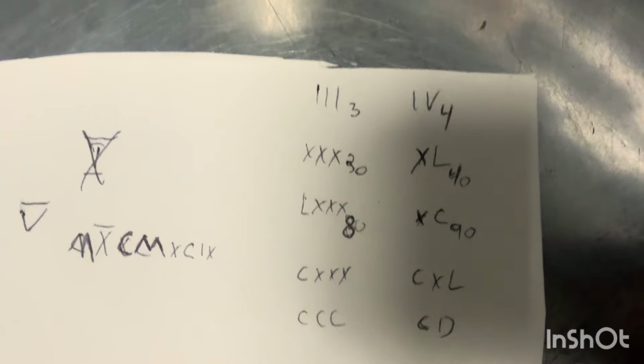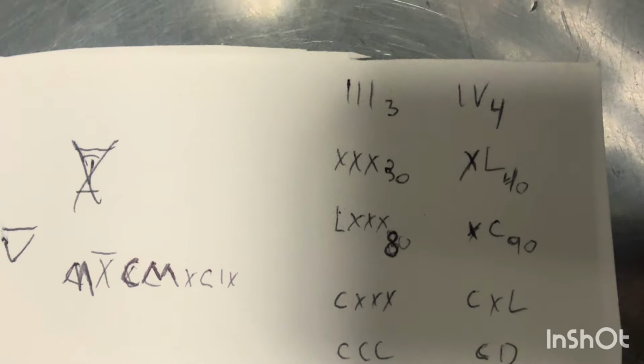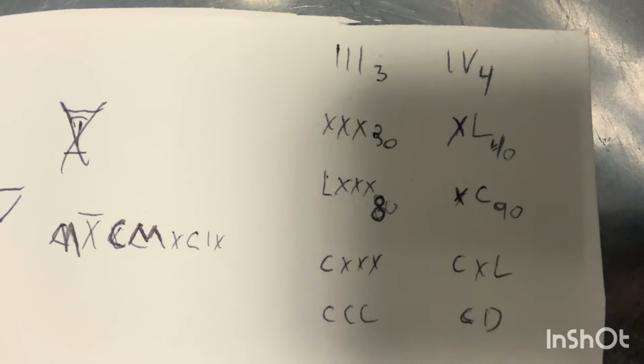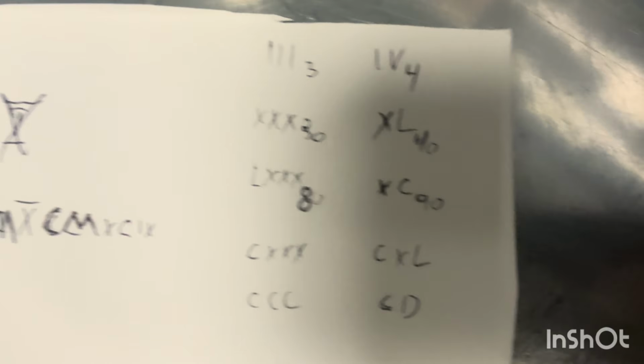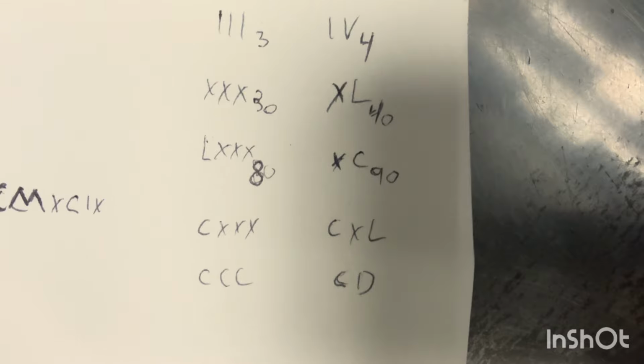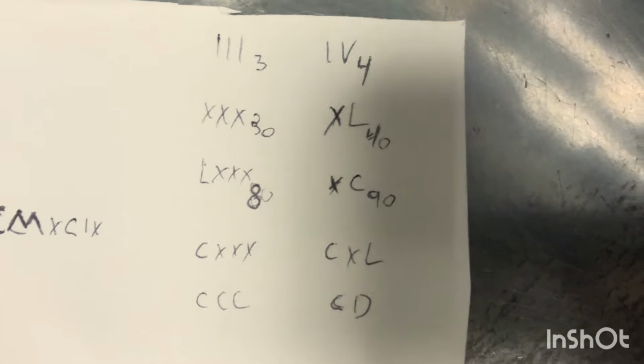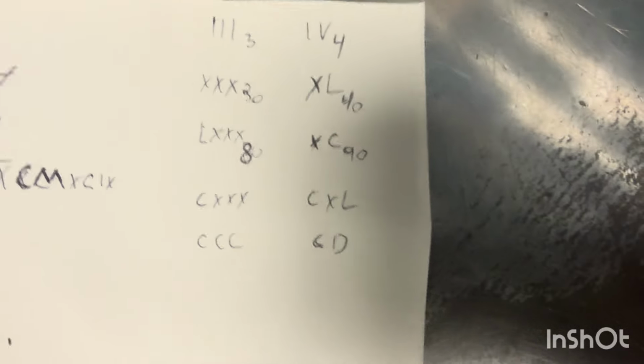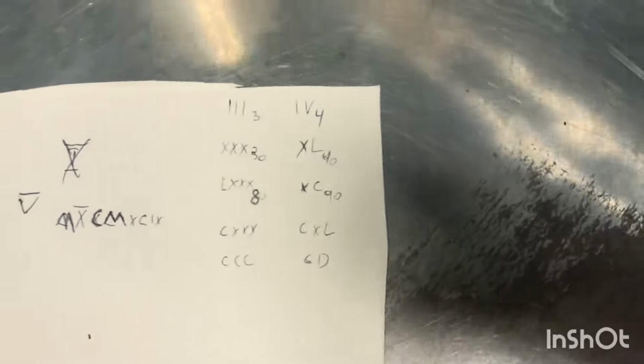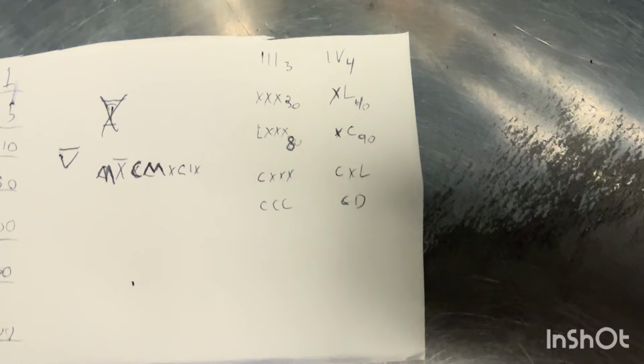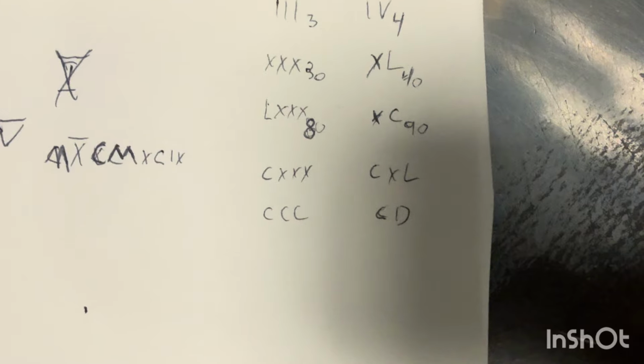Those, you would write differently than, like, 80. 80 is just LXXX, which means 30 more than 50. And then 90 would be XC, which means 10 less than 100. I'm probably over-explaining it, this long-winded explanation. I just want to make sure I'm making it sound clear.